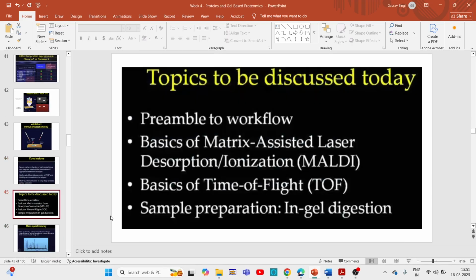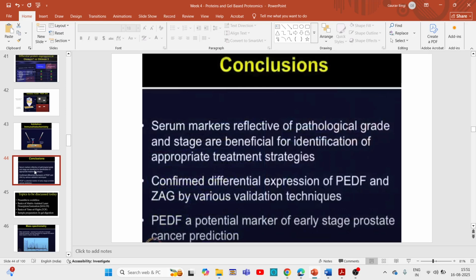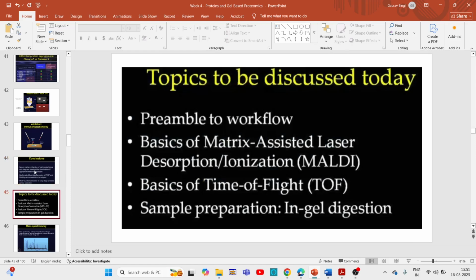Then sir went ahead to show that using DIGE itself, we can still understand how proteins can be identified. Further confirmation can be done using an MS technique such as MALDI-TOF. In the next lecture, part 4 of the lecture, sir talked about MALDI-TOF. So what is MALDI? It is matrix assisted laser desorption ionization, and TOF is time of flight. TOF is the mass analyzer, and MALDI is the ionization source.